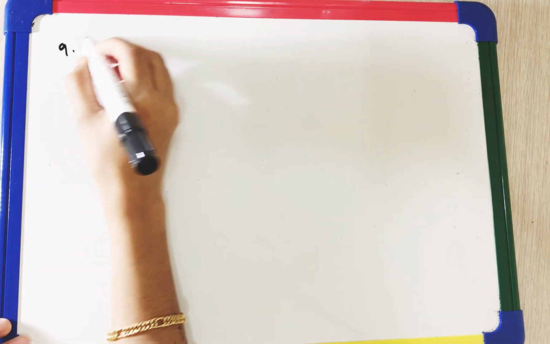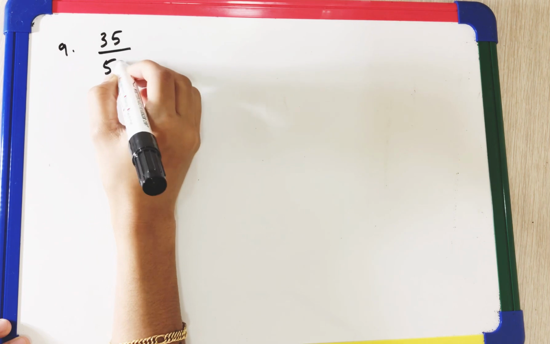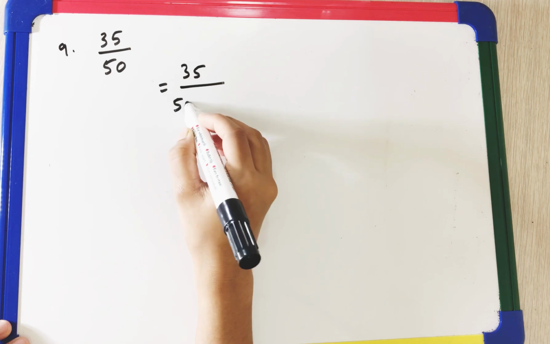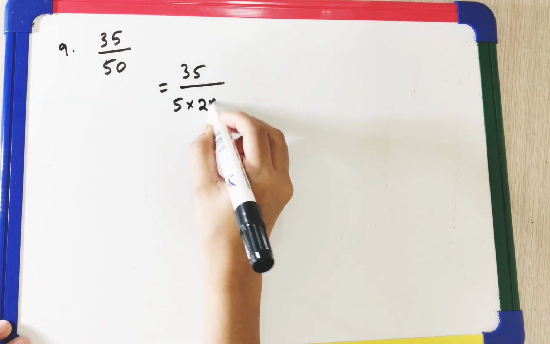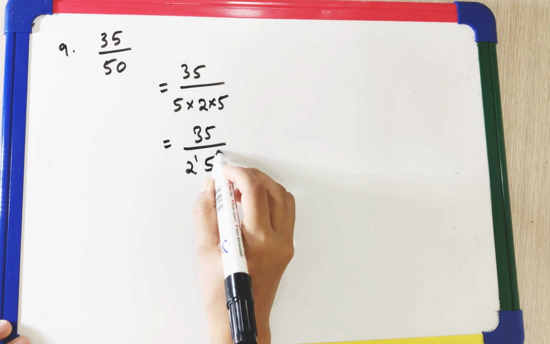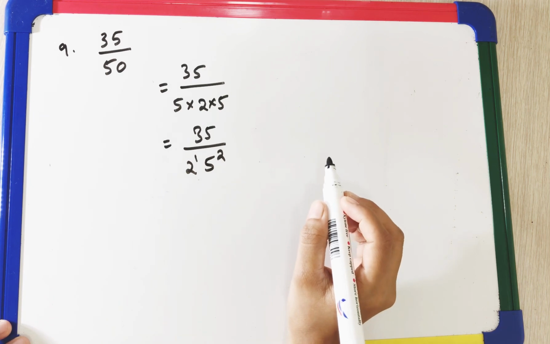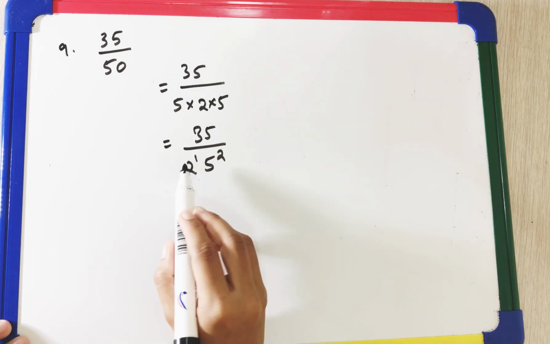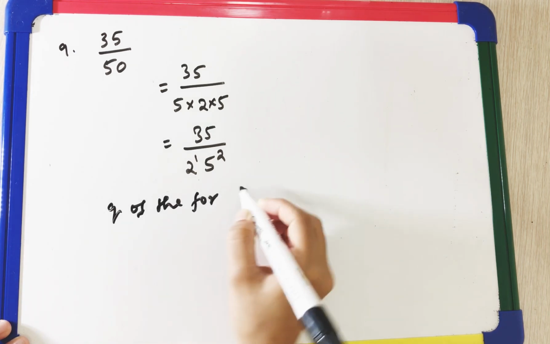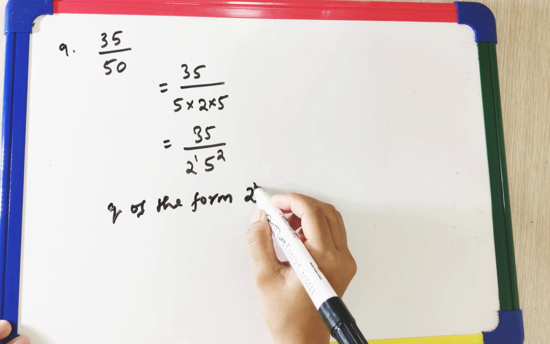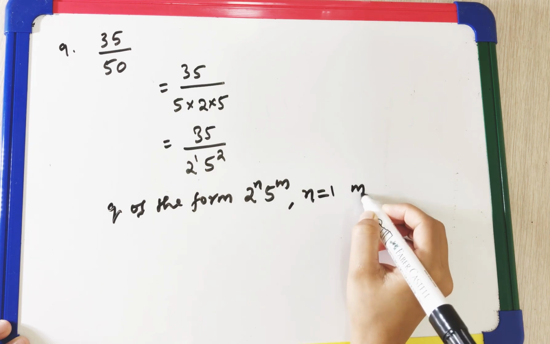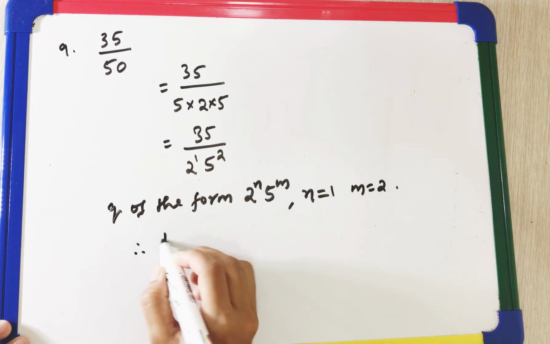Next question. 35 by 50. 50 is 5 into 10. 35 by 5 into 10 is 2 into 5, 2 into 5. Or 35 by 2 raised to 1 into 5 square, which is of the form 2 raised to n into 5 raised to m, with n equal to 1, m equal to 2. Q of the form 2 raised to n into 5 raised to m, with n equal to 1, m equal to 2. Therefore, terminating.